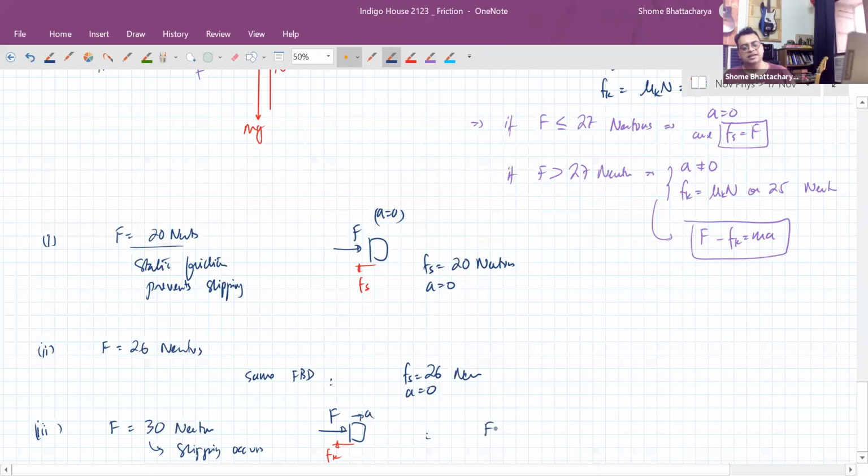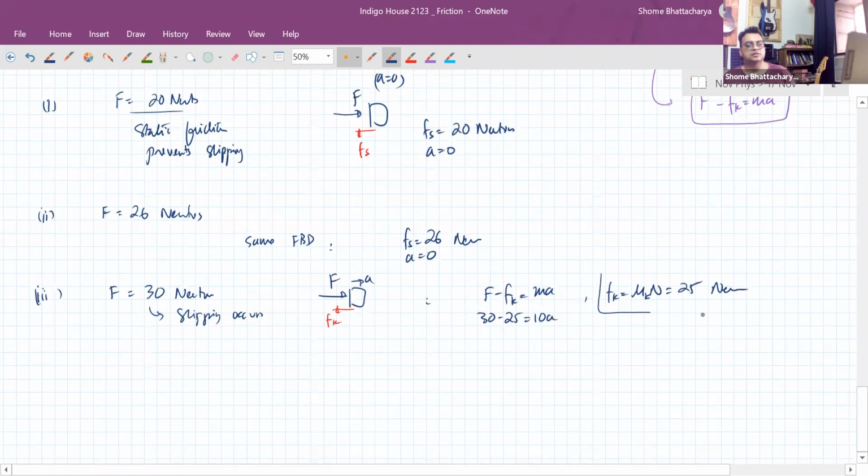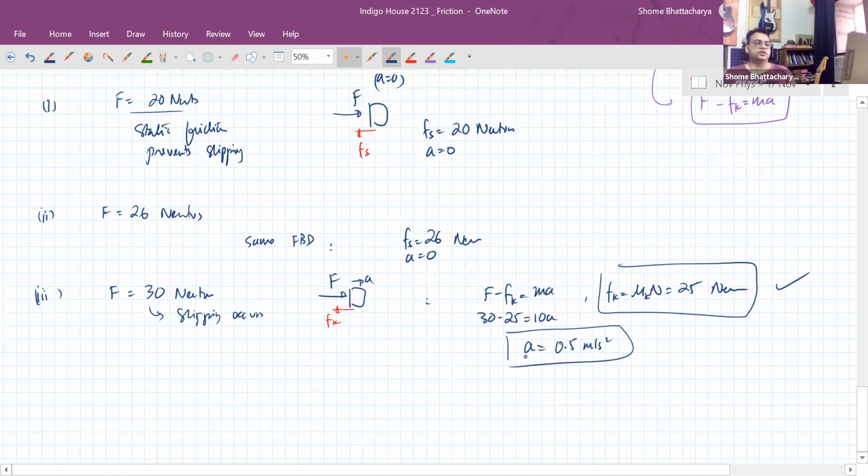So we'll have the equation that F minus kinetic friction is equal to ma, where kinetic friction is mu k into N, which is 25 newtons. So 30 minus 25 will become 10a. So this type of kinetic friction acts, and the acceleration is equal to 0.5 meters per second squared. Okay, so this is the third part of the question. Make a note of these free body diagrams.